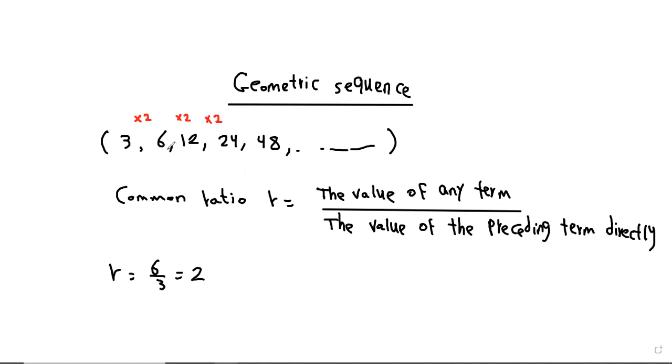And if we divide, 6 divided by 3, you will get 2. And 12 divided by 6 is 2. And 48 divided by 24 also is 2. So the common ratio R is the value of any term divided by the value of the preceding term directly. Okay. So here R is equal to 6 divided by 3, which is 2. And this sequence is a geometric sequence.